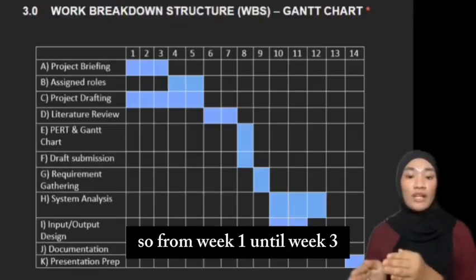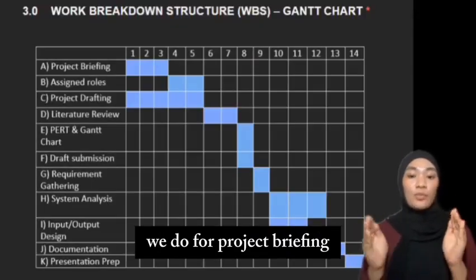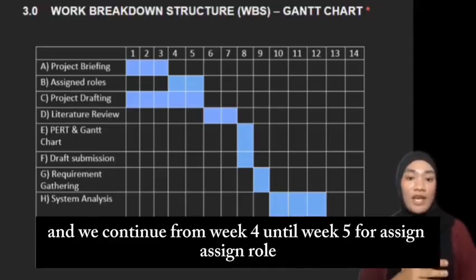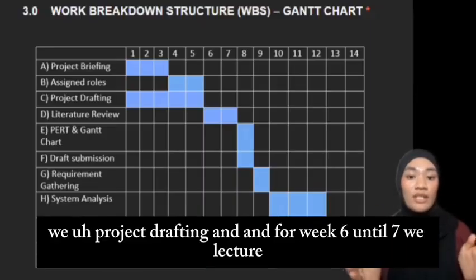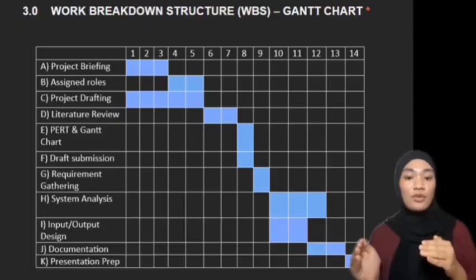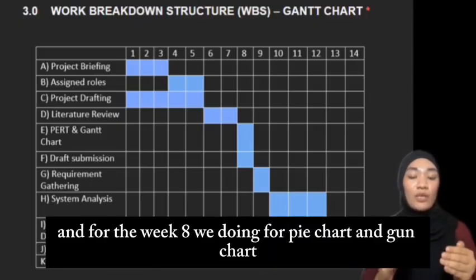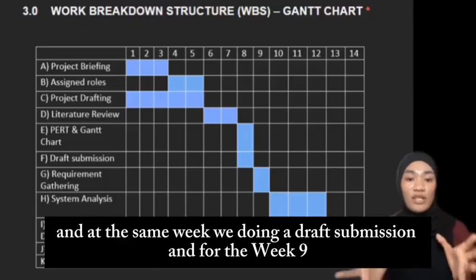I'm going to explain about the Gantt chart. From week 1 until week 3, we do the project briefing, and we continue from week 4 until week 5 for assigning roles. From week 1 until week 5, we do project drafting, and for weeks 6 until 7, we do the lecturer review. For week 8, we do the PERT chart and Gantt chart, and in the same week, we do a draft submission.